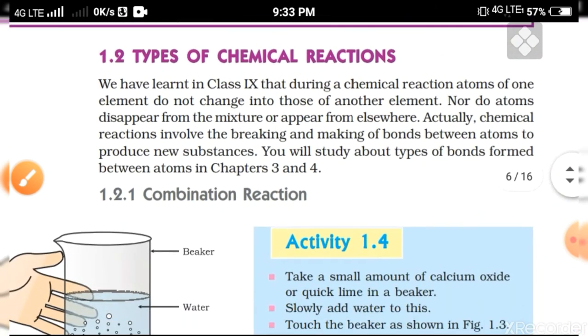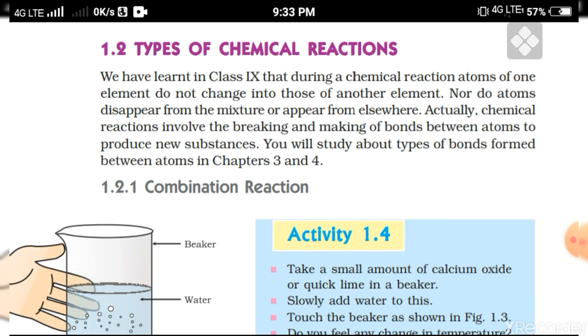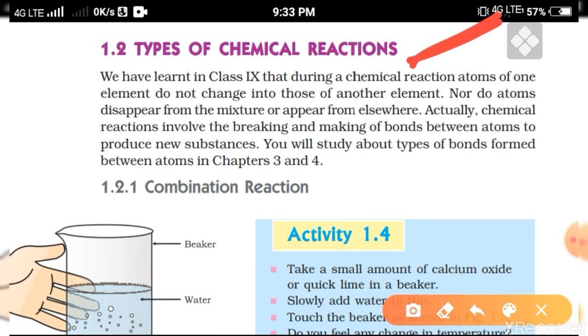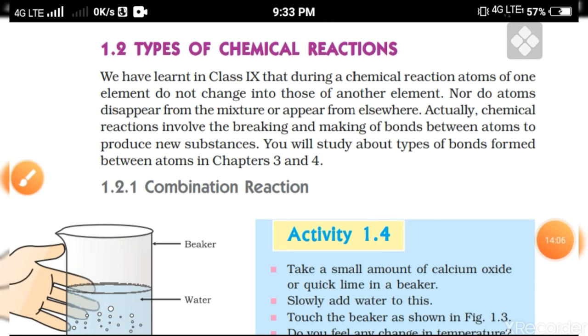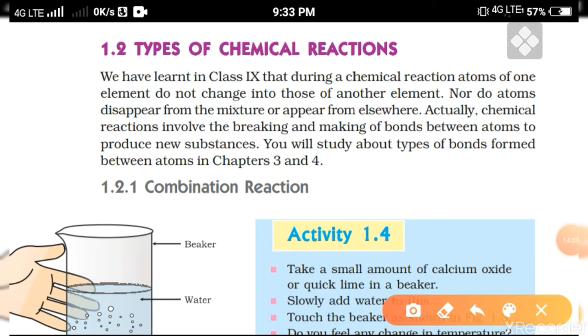Let's discuss the next topic, which is the types of chemical reaction. Students, you know that different types of chemical reactions occur in our everyday life, in our surroundings also.